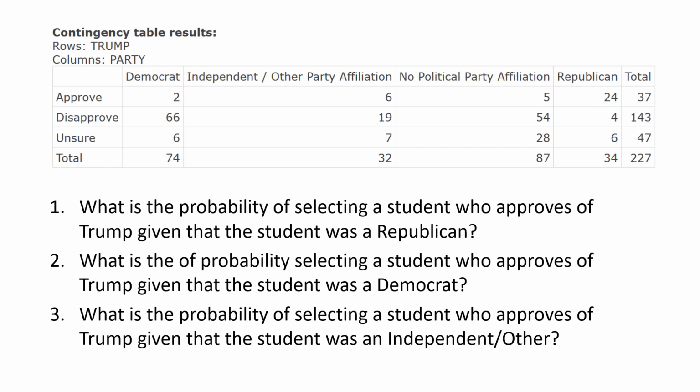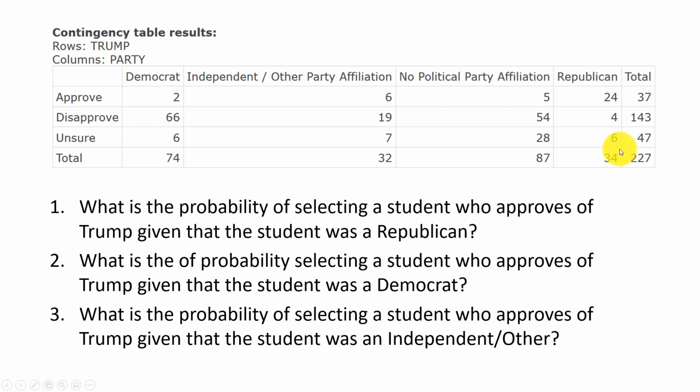So number 1 asks, what is the probability of selecting a student who approves of Trump given that the student was a Republican? So we're given that the student was a Republican. That means we only focus on the Republicans. This is our sample space. Everything else we can ignore. How many Republicans do we have? 34. So our denominator is going to be 34.